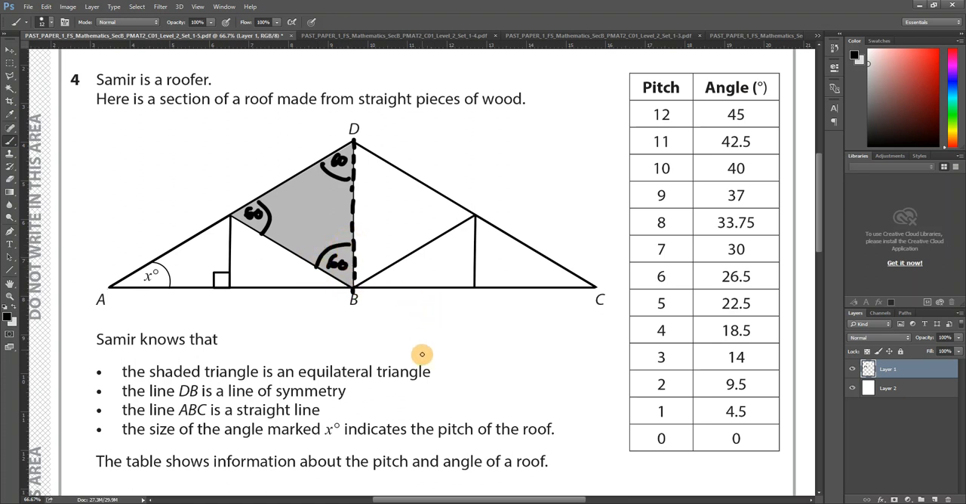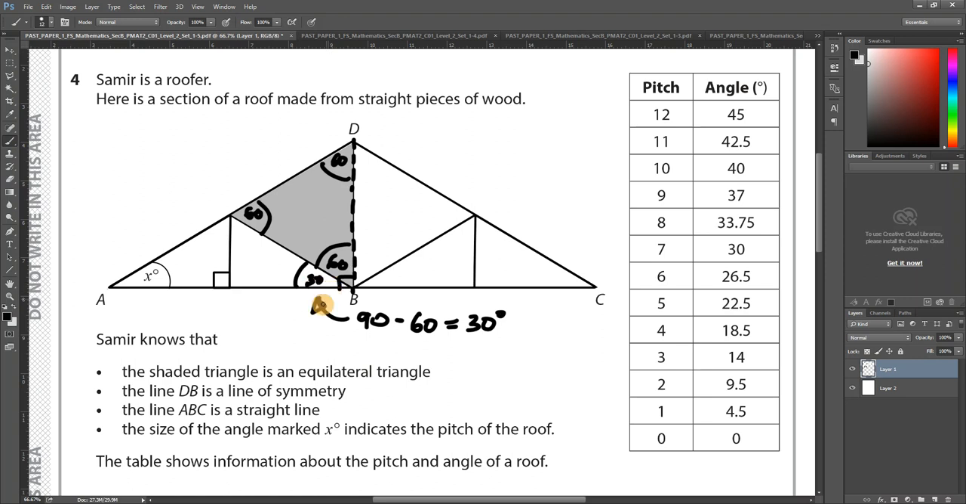Yeah, so that's what we know about equilateral triangles. They're all going to be equal. Therefore, they're all going to be 60 inside. So we know that this angle here is 90 degrees, that big angle there. And if that's 60, that's 90. The whole angle there is 90. This must be 30 then. Yeah, because 90 take away 60 leaves you with 30.